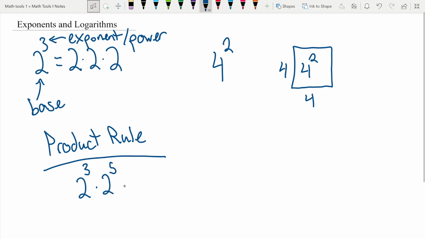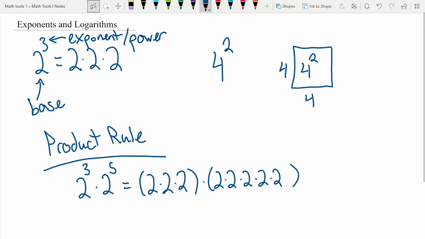we can just figure out what this is using the definition of an exponent, right? So 2 to the third is 2 times 2 times 2. 2 to the fifth is 2 times 2 times 2 times 2 times 2. Regrouping everything, technically using the associative property of multiplication, which says that we can reorder the parentheses, we can see now there's 8 copies of 2, so we get 2 to the 8th.